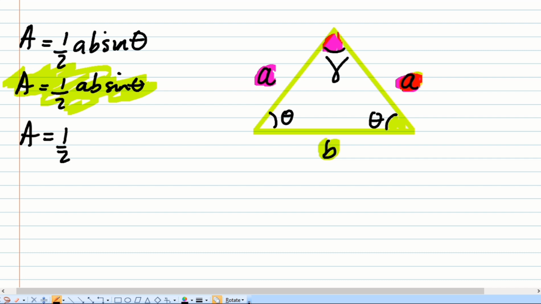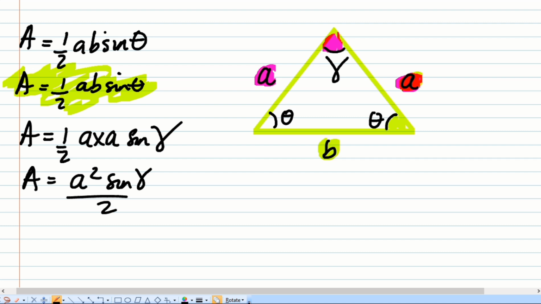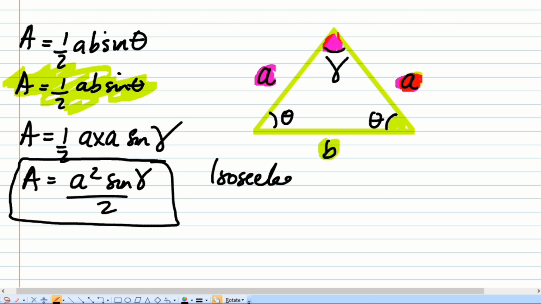We're going to have that the area is half A times A, because B is A in this case, times sine gamma. It must not be sine gamma, I'm just calling it that for my formula. So we are going to have A squared sine gamma over 2. This becomes the formula for an isosceles triangle. I just hope I got the spelling right.